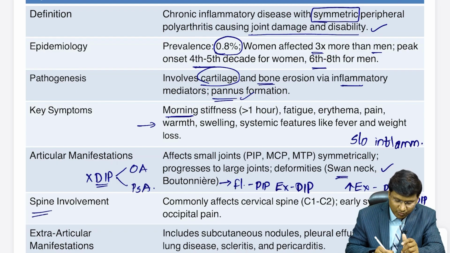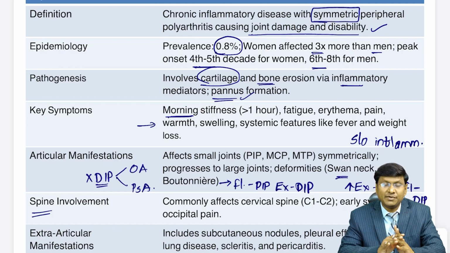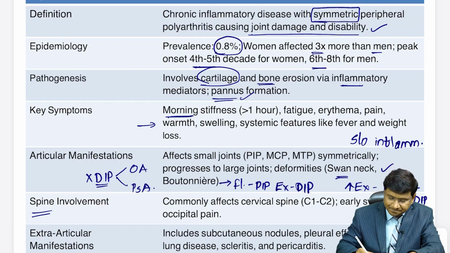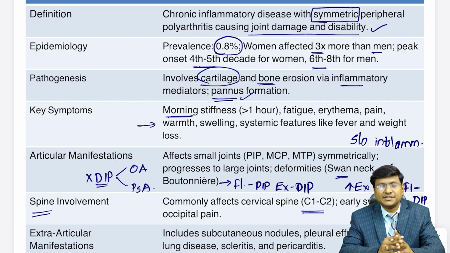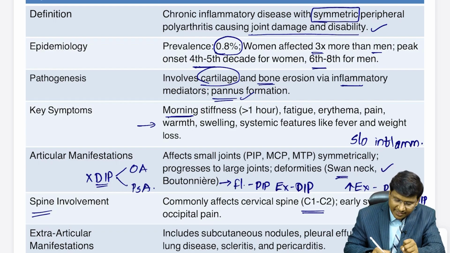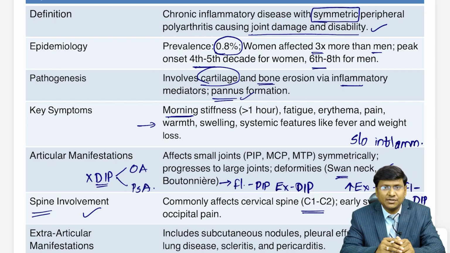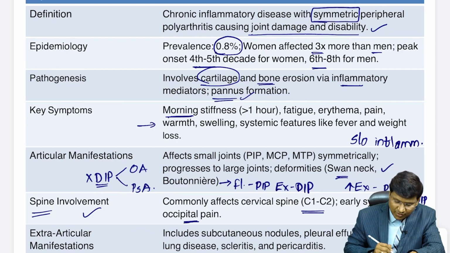And do you have any spine involvement in rheumatoid arthritis? Spine involvement will also be there, but that is mainly the cervical spine. Within the cervical spine, the vertebrae affected are C1 and C2, that is, atlantoaxial joint dislocation. Due to atlantoaxial dislocation, these patients will have quadriparesis, spasticity, and pain in the neck radiating to the occiput. So that is the spine involvement in patients with rheumatoid arthritis, like occipital pain.